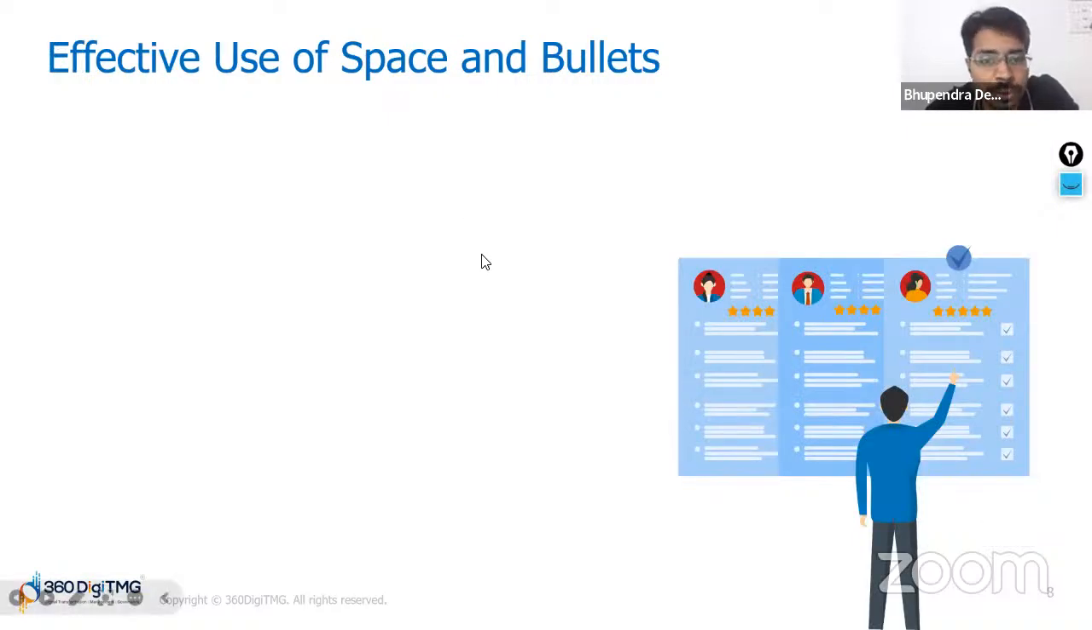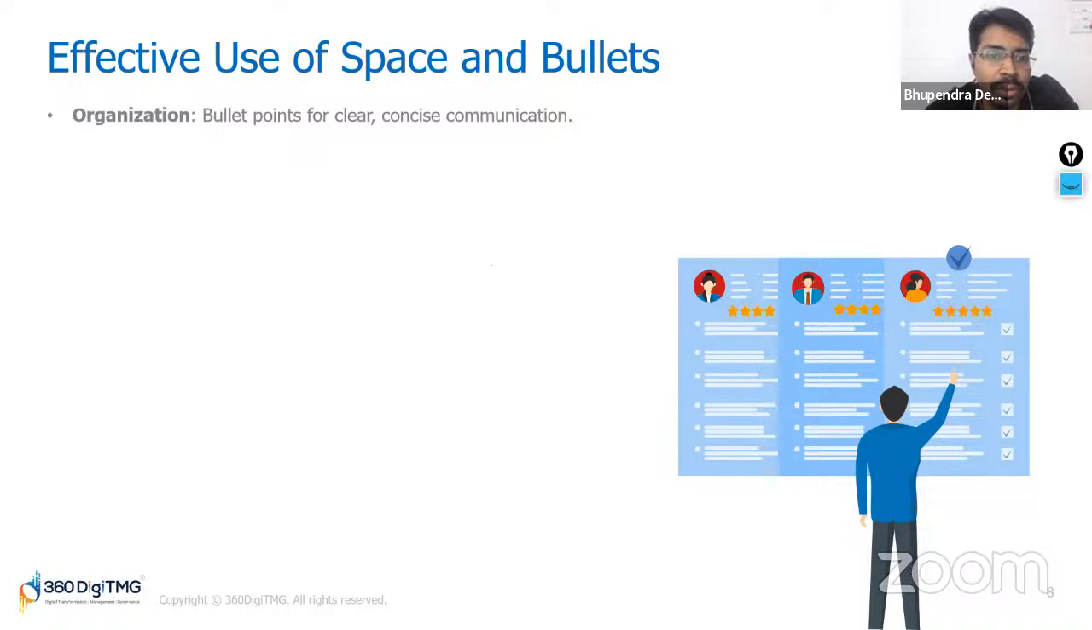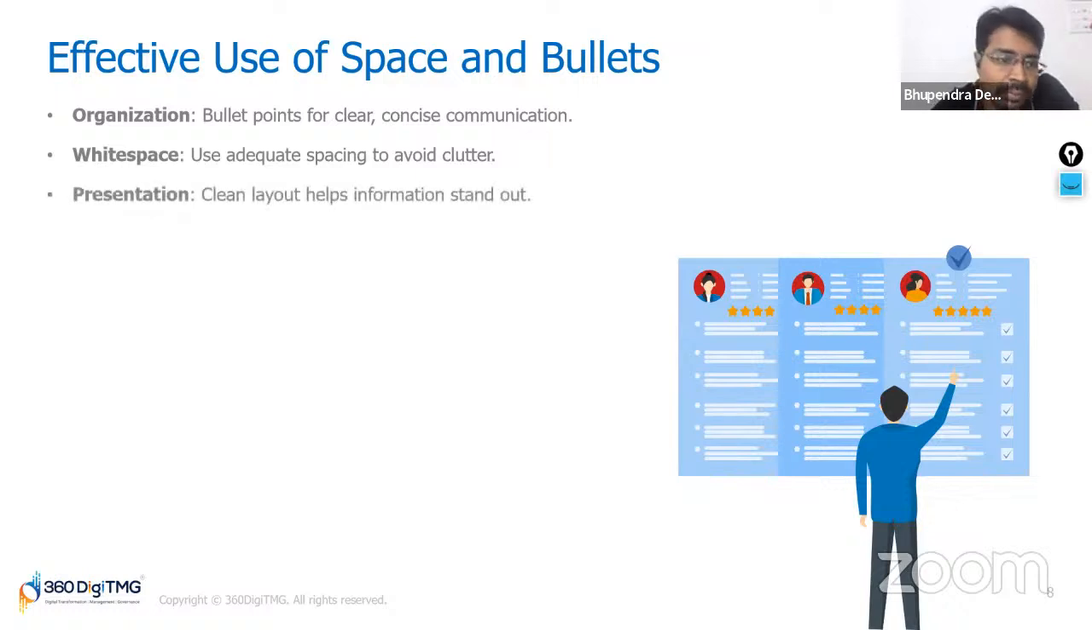Effective use of space and bullets. Now, you should organize it clearly. Bullet points for clear and concise information. We use bullet points and we all know that, right? White spaces: you use adequate spacing to avoid clutter. We have seen that example when we were talking about resume design. We use adequate spacing to avoid clutter. The more decluttered it is, the better the resume. Yes, it looks super good if your resume has proper spacing.